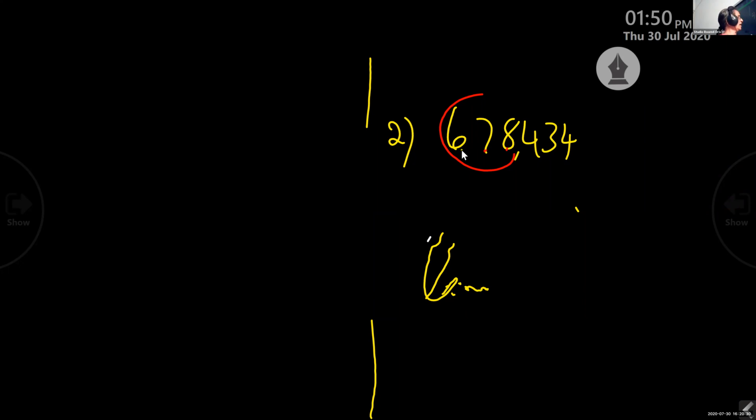How will we read the number in the Indian system of numeration, Anandan? How will you read this number? 6 lakhs 78 thousand 434. How will you read in the International System of Numeration? 678,434. Is it clear?